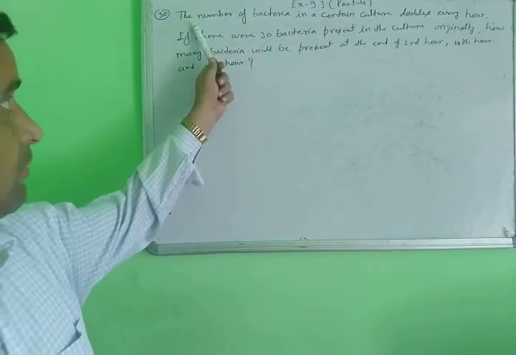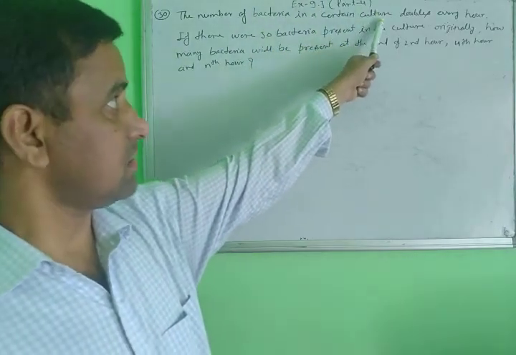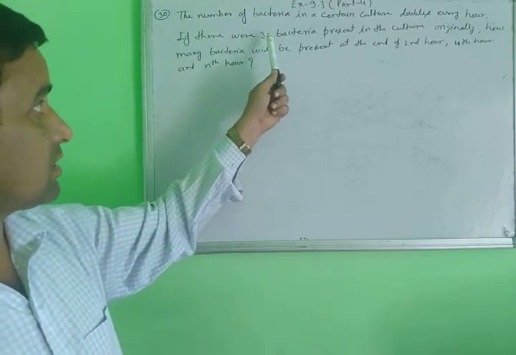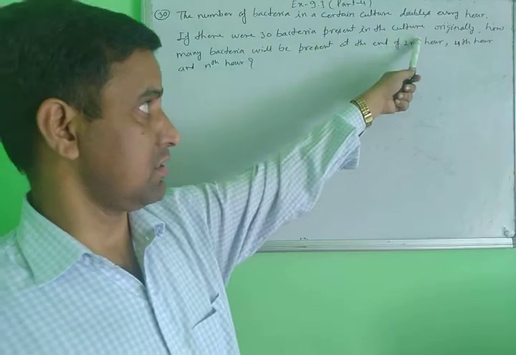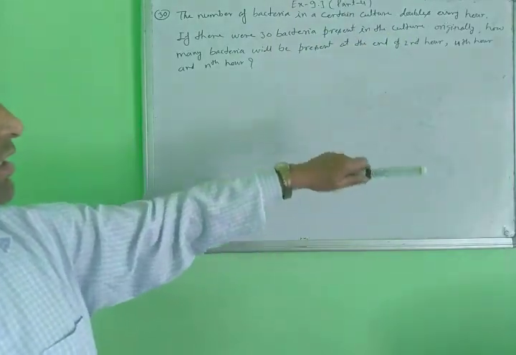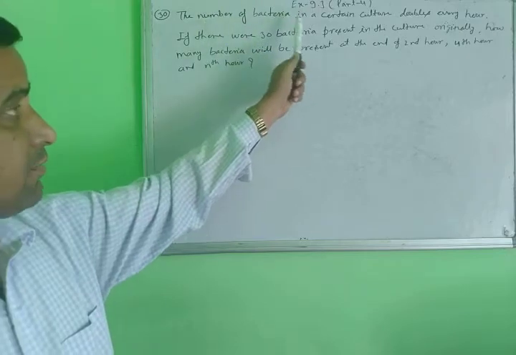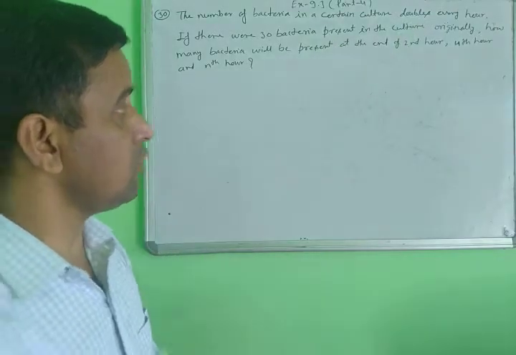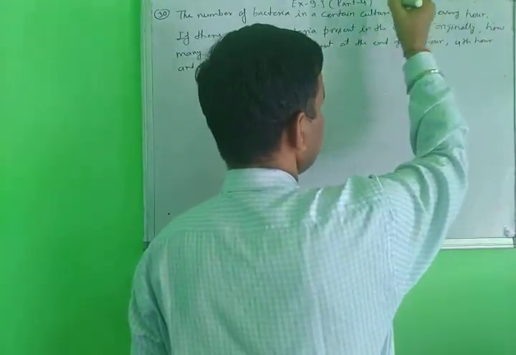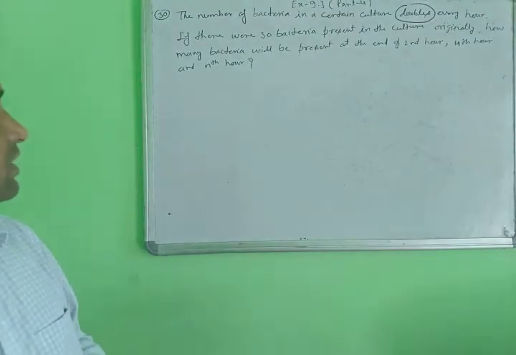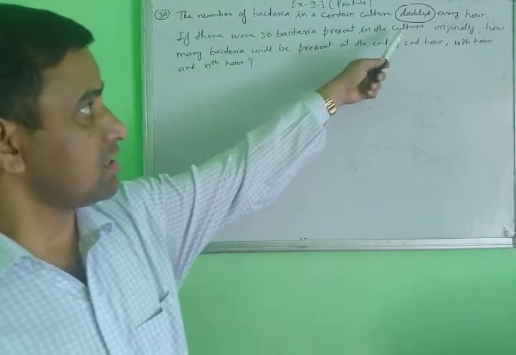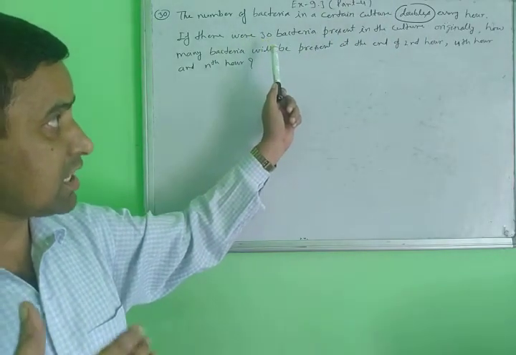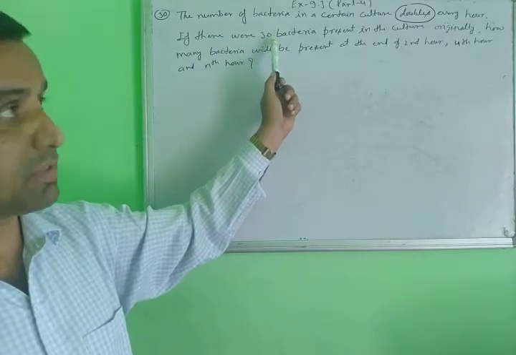Question: the number of bacteria in a certain culture doubles every hour. If there were 30 bacteria present in the culture, the given condition means the culture doubles every hour. What is the value of r? 2. Double means the value of r here is 2. Second thing, there were 30 bacteria present in the culture originally. Meaning at the start, how many bacteria? When you start the culture, there are 30 bacteria. So the first term is 30.